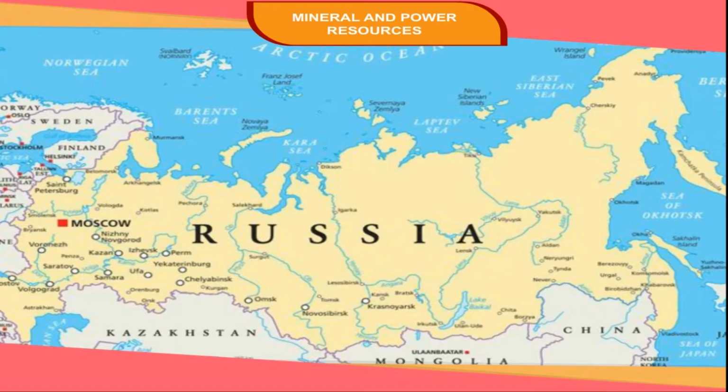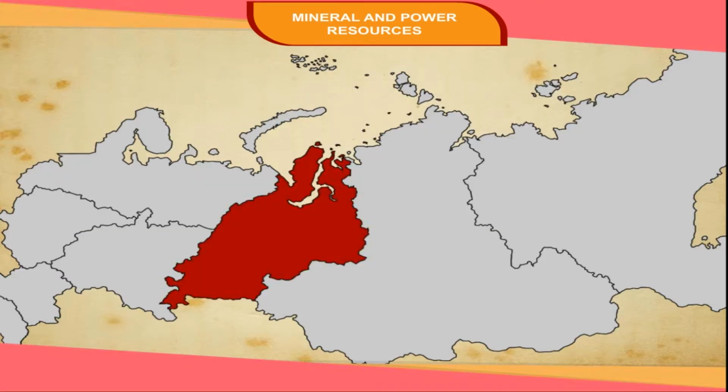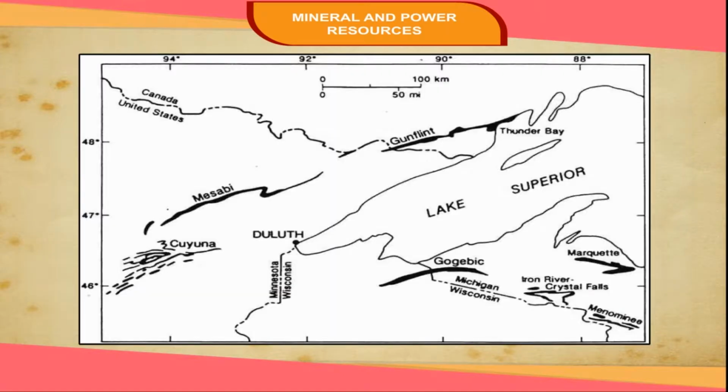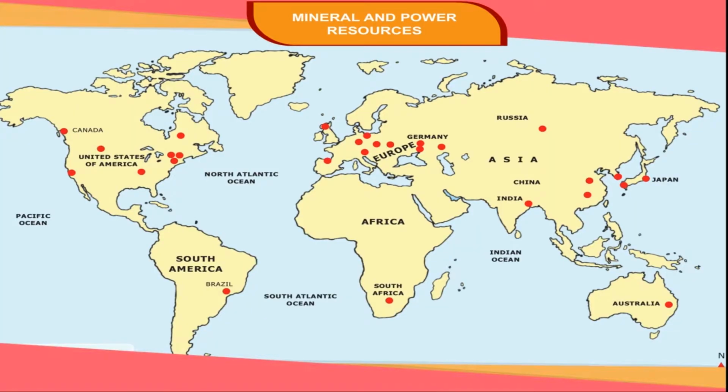Russia is the leading producer of iron ore in the world. The main iron ore fields are near Moscow and in Krivoy Rog. Siberia and Ural regions are also rich in iron ore mining. In USA, iron ore mines are concentrated in the Great Lakes region, where the Mesabi Range is an important mining area. Other mining areas are in the states of Alabama, Utah, Wyoming, and California.